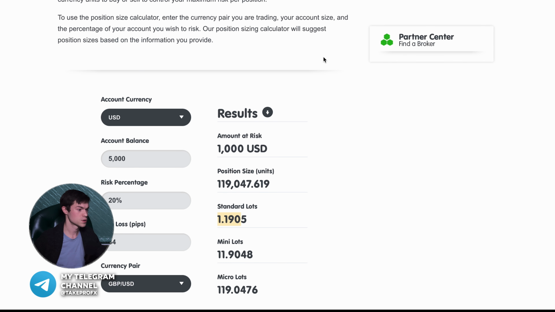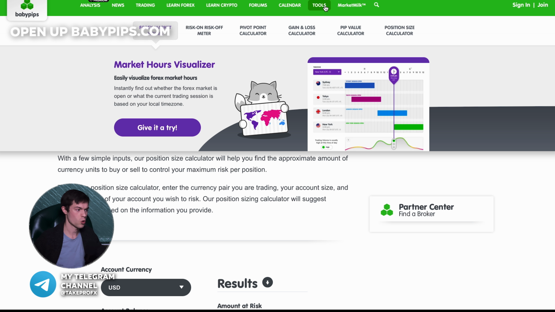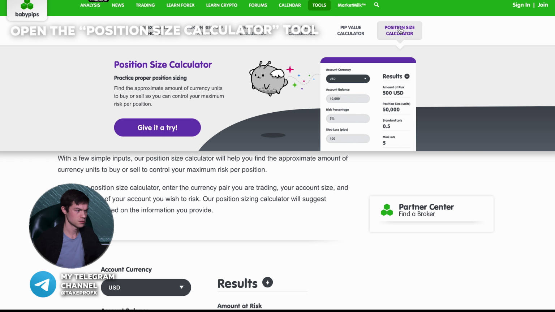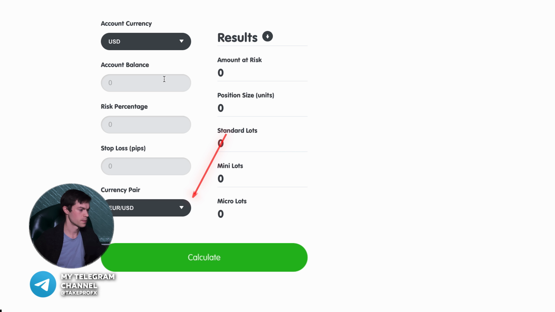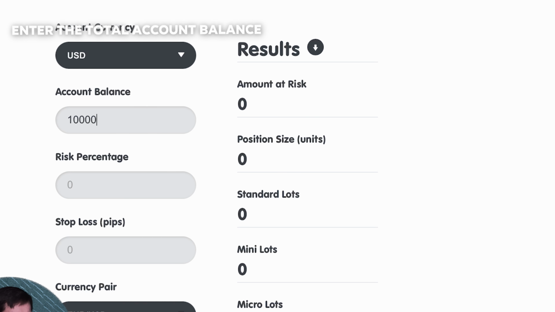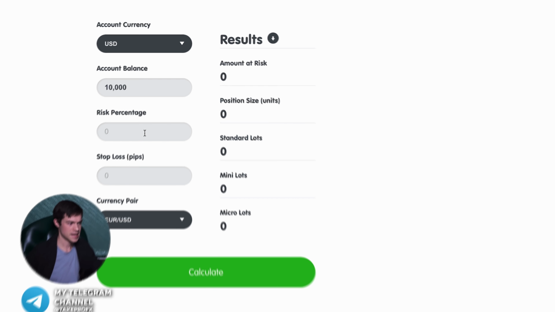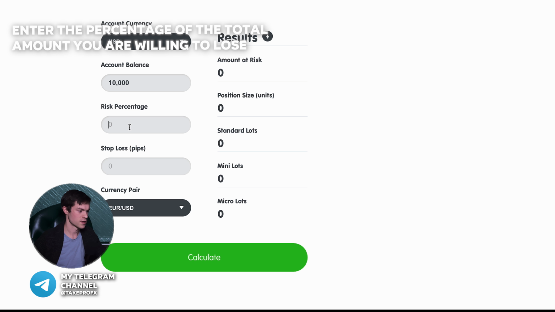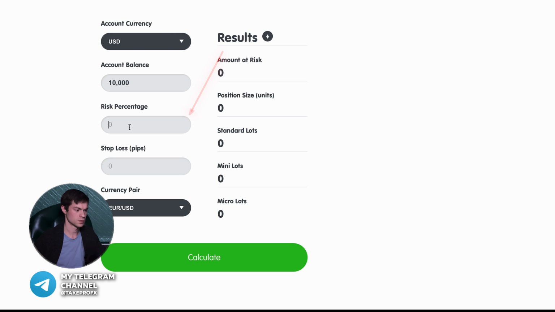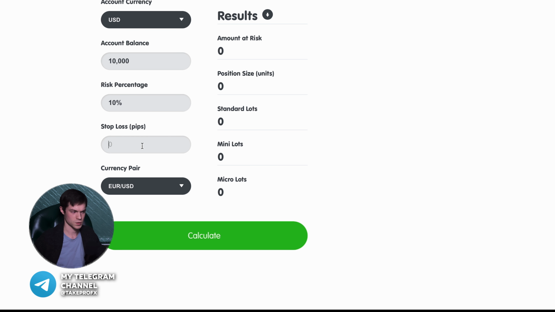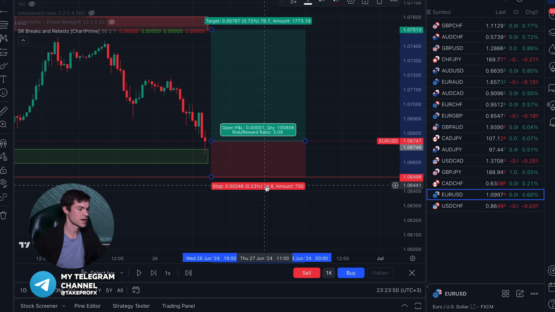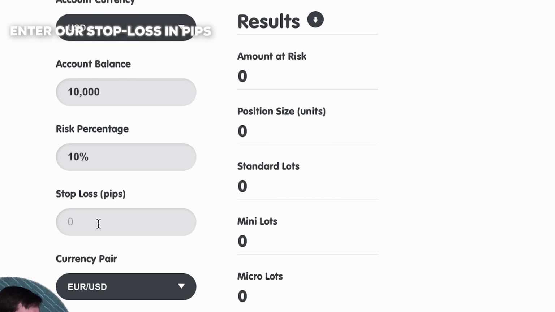Then we go to the site babypips.com. We open the position size calculator here. Next we need to select the euro-dollar pair and the size of your balance. For example, I have a balance of $10,000, just assume. Here we choose, as a percentage of the balance, the amount we are ready to lose. For example, I'm ready to lose $1,000, so 10% will be my loss. And accordingly, here we have 25 points and we write it here.